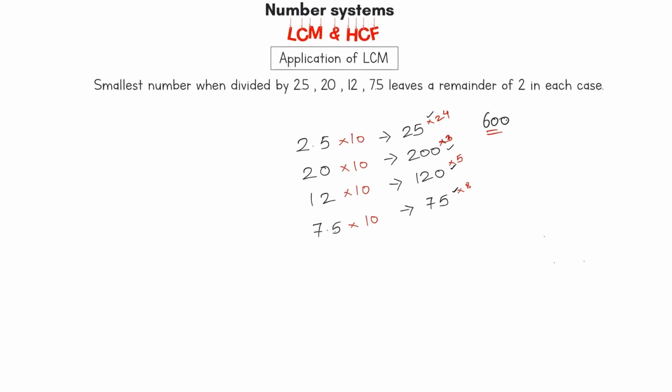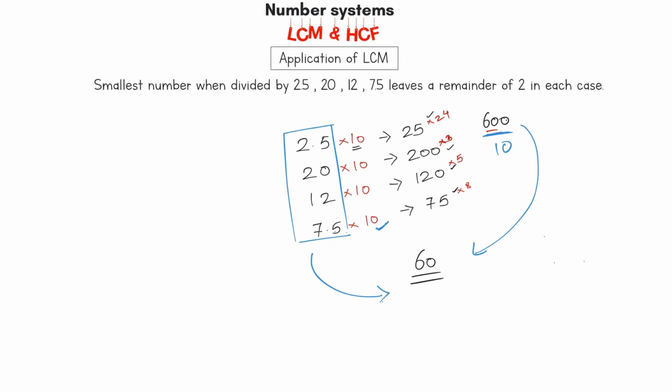Now once you know the LCM as 600, I multiplied these by 10, so divide it by 10 to get to the actual answer, 60. 60 will be the LCM of these 4, because I had multiplied them by 10. So eventually I divide by 10, I get the answer as 60, which is the LCM of these 4 numbers, 2.5, 20, 12 and then 7.5. Leaving a remainder of 2 in each case means whatever is my answer, add 2 to that. So the final answer comes out to be 60 plus 2, which is nothing but 62, and that's my answer.